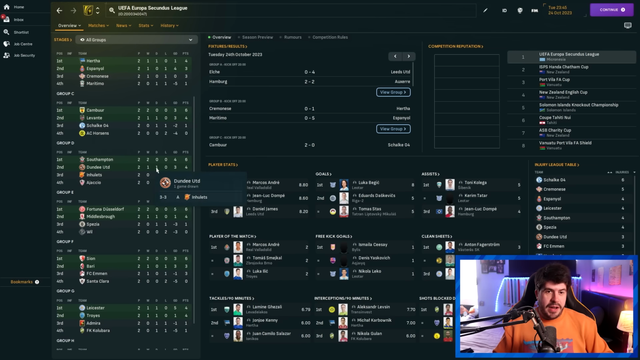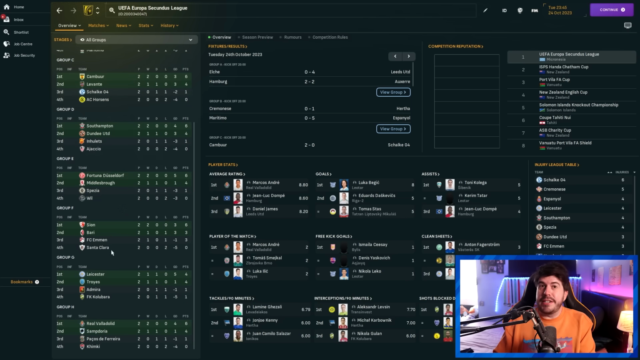They beat Ajaccio and got a draw against Inhulets. Wow, if Dundee United got through, that'd be very impressive. Middlesbrough not performing as well as I would have thought. Neither is Santa Clara. Leicester doing okay, but have drawn against Admira Vaca. As you'd expect, Chmiki, if I'm saying that correctly, not doing super well.